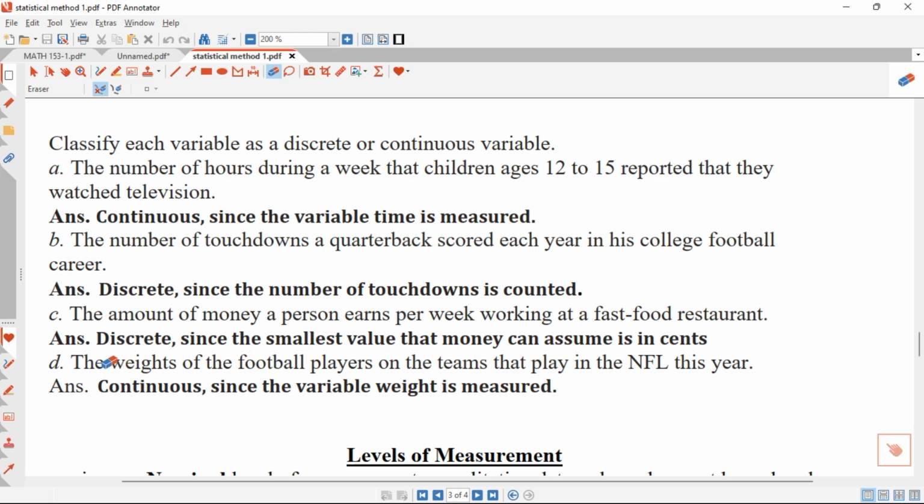D says the weight of the football players on a team that plays in the NFL this year. So here we are talking about weights. For weights we measure them. So this is also a continuous variable since the variable weight is being measured.